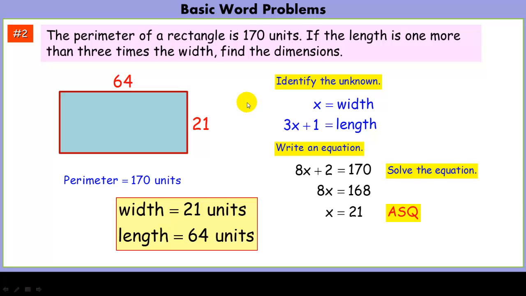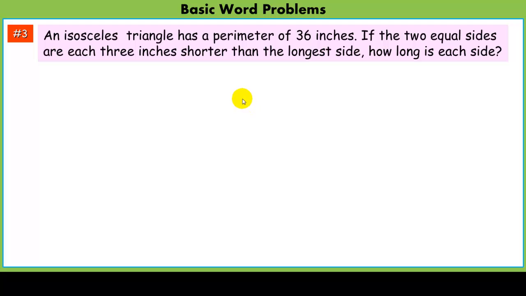Okay, good, good. All right, number 3, an isosceles triangle has a perimeter of 36 inches. If the 2 equal sides are each 3 inches shorter than the longest side, how long is each side? Guys, I can't stress this enough. When you have something as simple as this, draw a diagram.